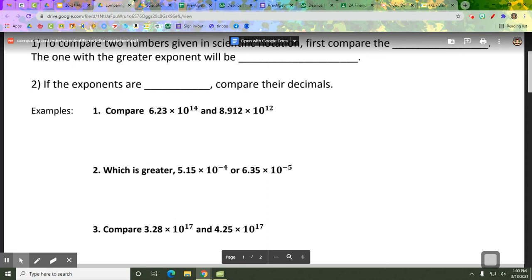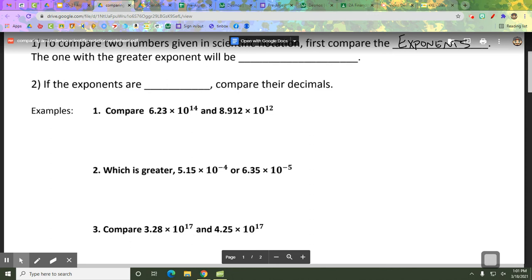Numbers given in scientific notation, first, we're going to compare the exponents. All right, so we're going to look at the exponents first. Now, the exponent is just like a number line, okay? The larger the exponent, the bigger the number. The smaller the exponent, the smaller the number. All right, the same with negatives. So, like -2 is smaller. I'm sorry, yeah, -2 is smaller than 0. So if it had -2, it's going to be smaller than something that's raised to the 0 power.